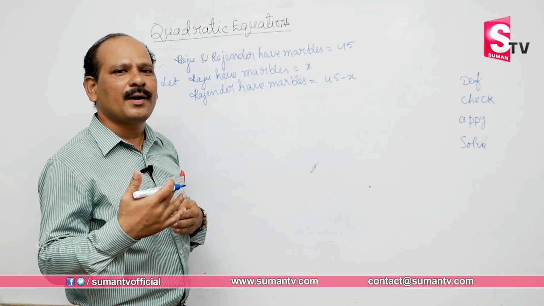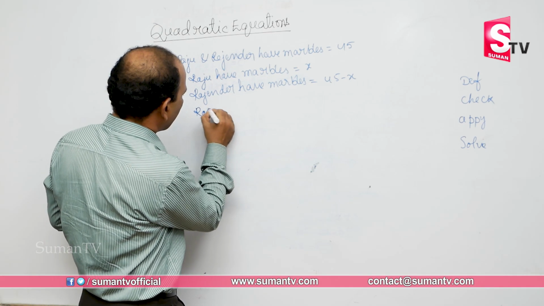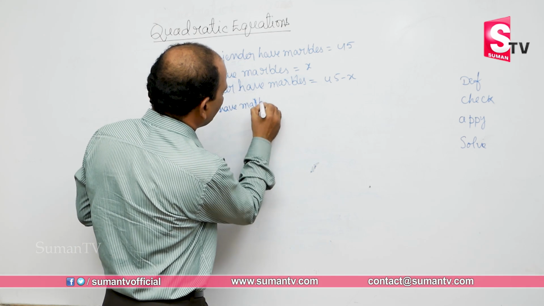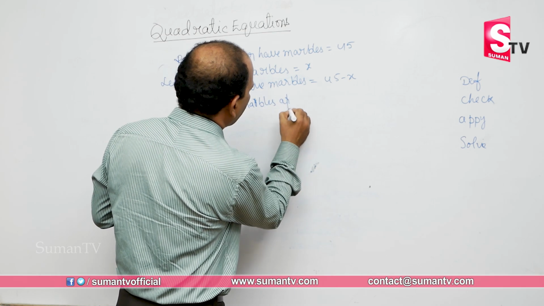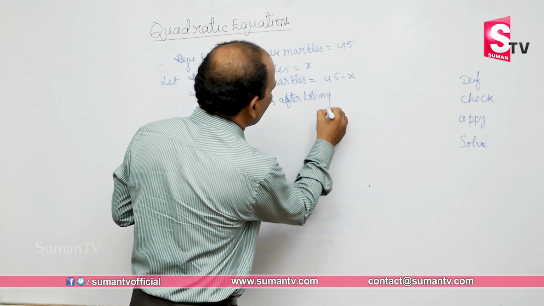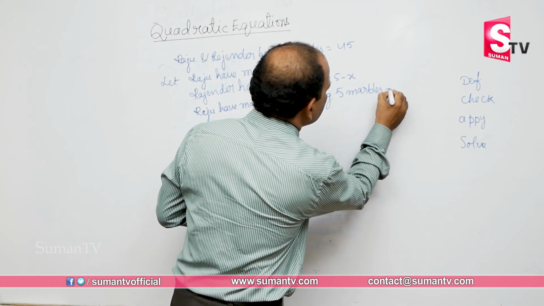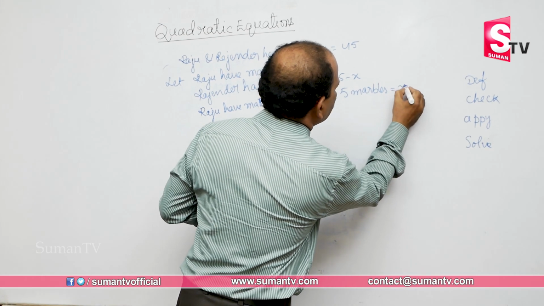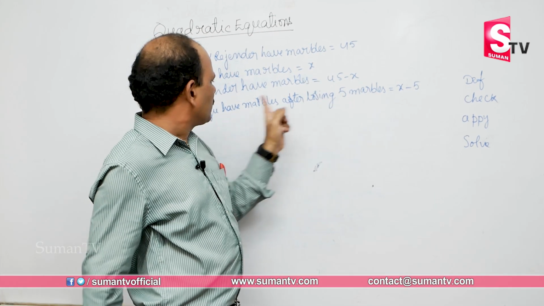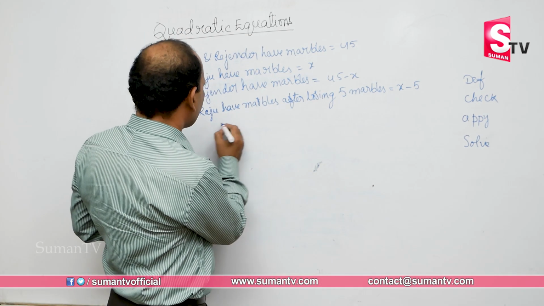After losing 5 marbles each, Raju has marbles after losing 5 marbles equal to x minus 5. Why? Because he is losing 5 marbles from x. So Raju's marbles after losing 5 marbles is x minus 5.